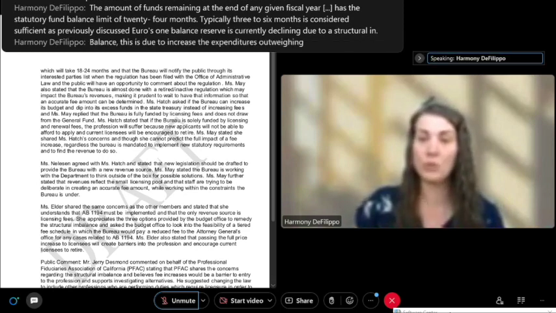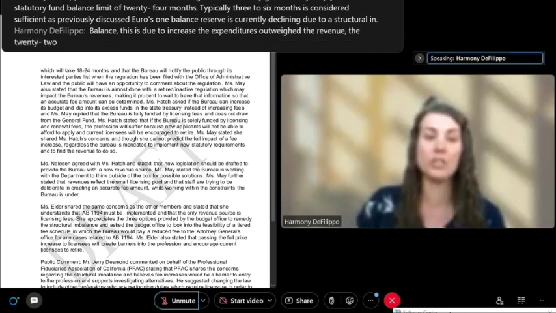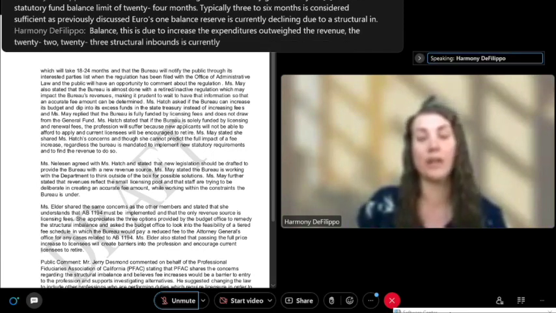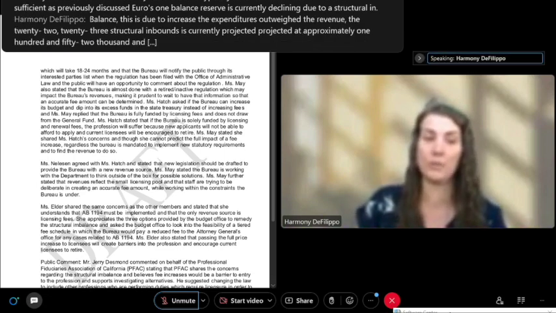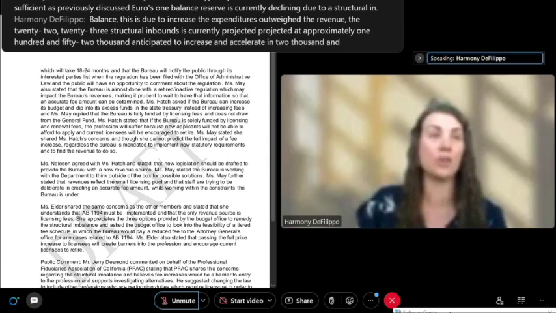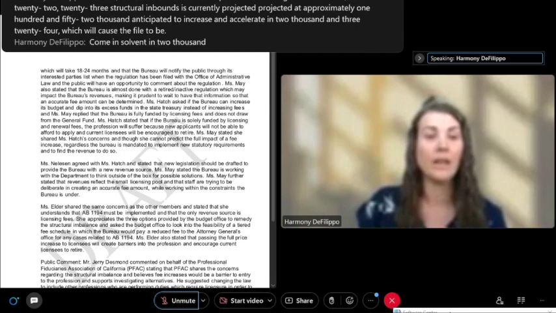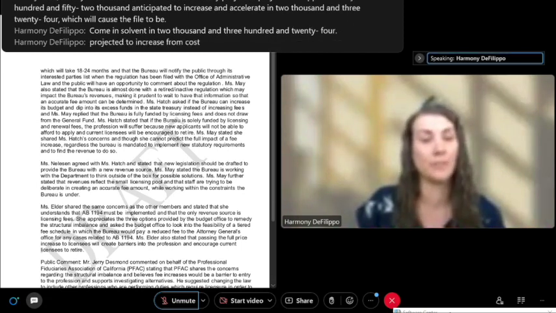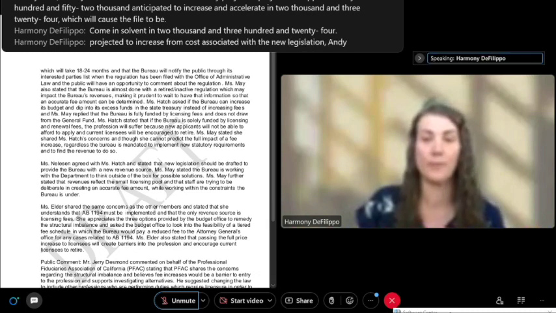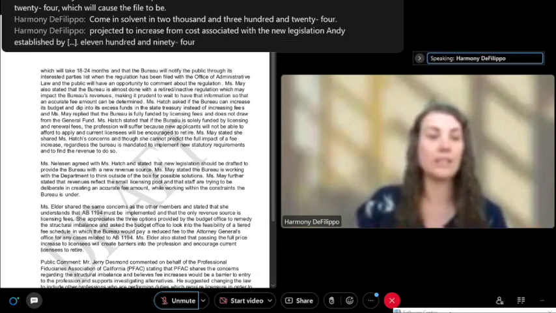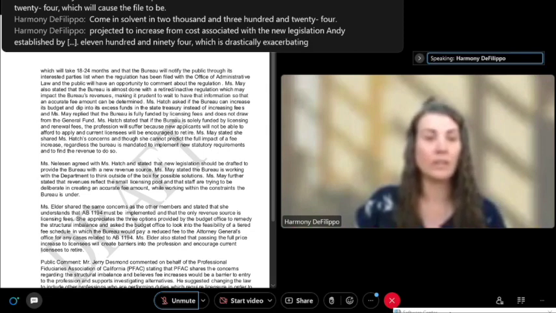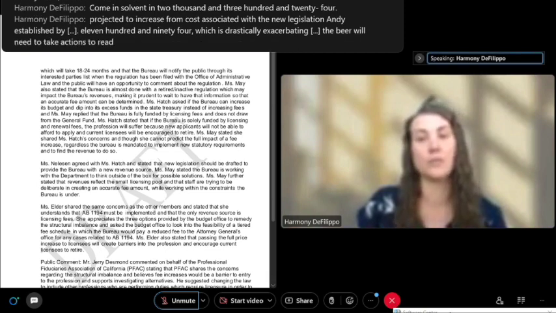The 22-23 structural imbalance is currently projected at approximately $152,000 and is anticipated to increase and accelerate in 23-24, which will cause the fund to become insolvent in 23-24. As previously noted, the Bureau's costs are projected to increase from costs associated with the new legislative mandates established by AB 1194, which is drastically exacerbating the structural deficit. The Bureau will need to take actions to reduce or eliminate the structural imbalance to remain solvent.